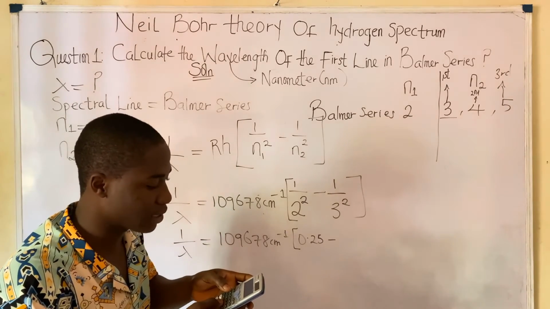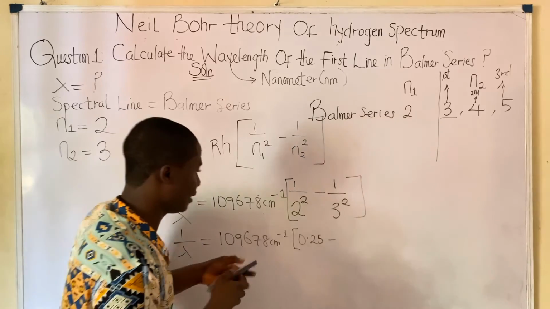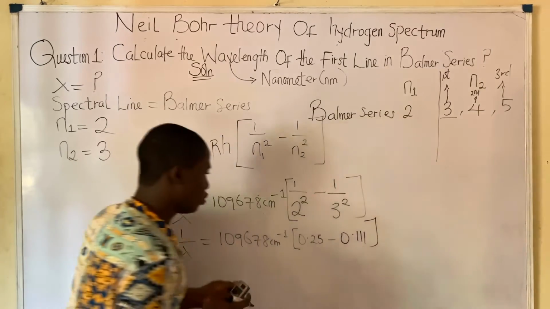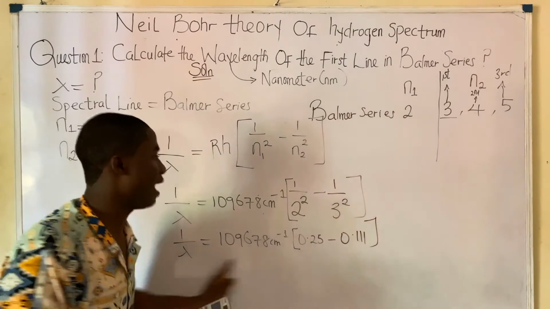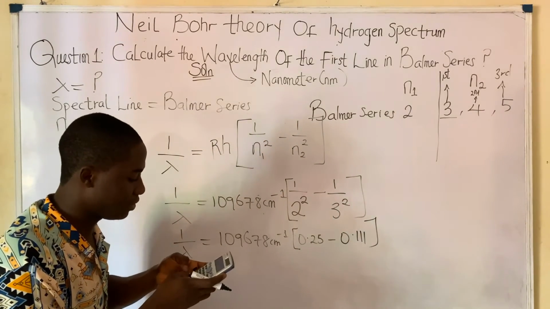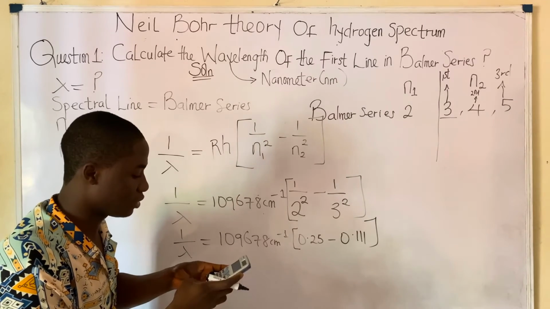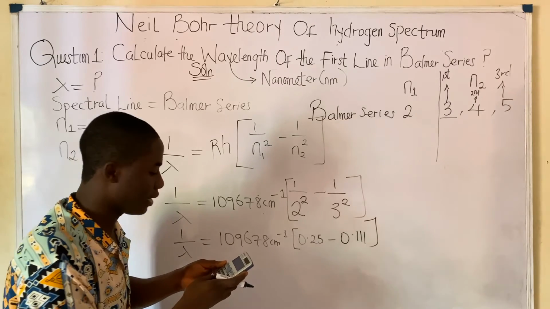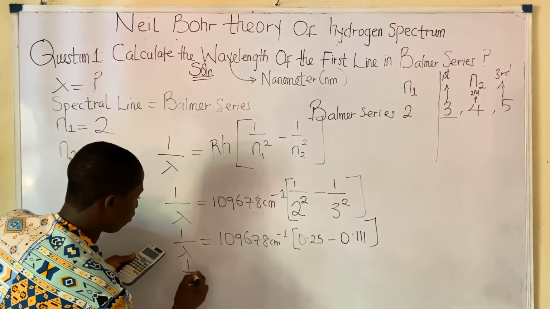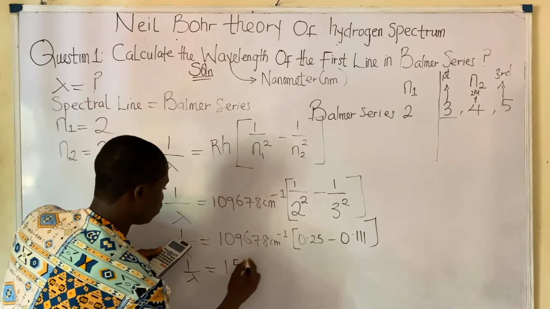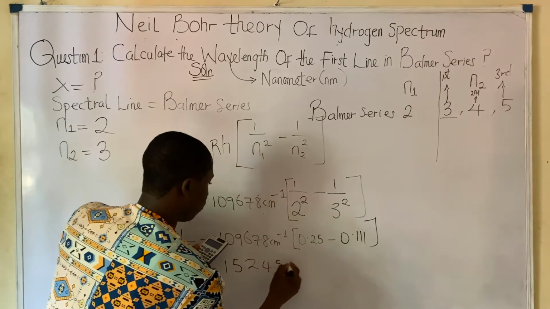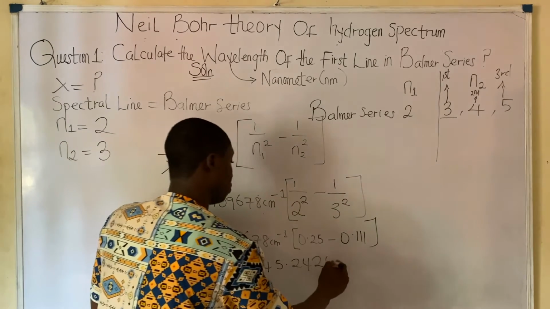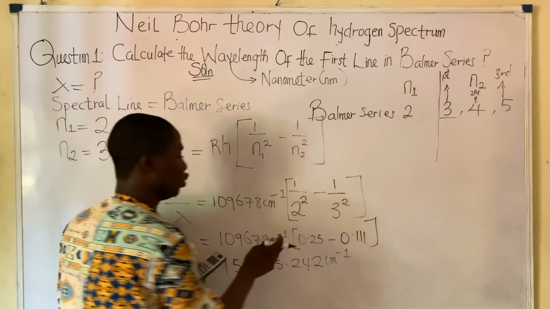That's 0.111, like that. So 0.111. Okay, so what do we do next? We then evaluate it. When I say 109,678, open bracket, 0.25 minus 0.111, close the bracket, I had 1 over wavelength will now be equal to 15245.242. Okay, 0.242 per cm actually, because of the unit.